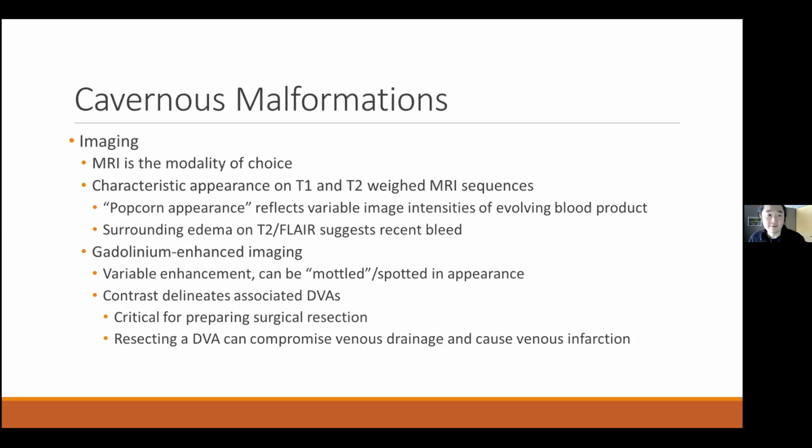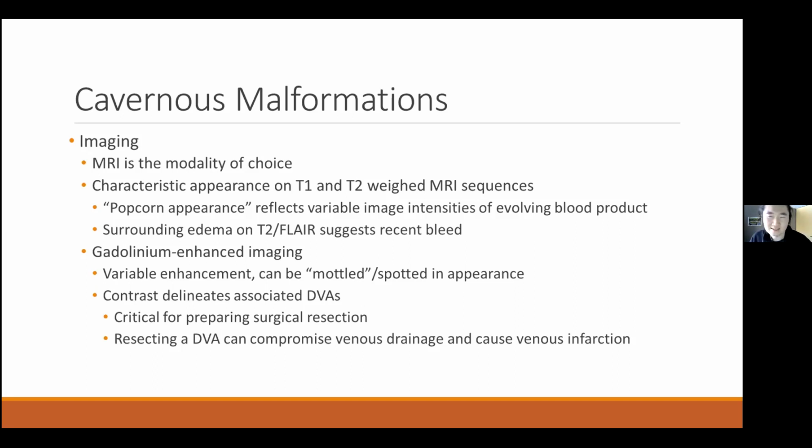And in terms of imaging, MR is actually the modality of choice. CAV-MALs on MRI will have this very characteristic popcorn appearance that we all remember from our boards on T1 and T2 weighted imaging, and that reflects the variable intensities of the various ages of the evolving blood products in this slow flow, low pressure state. You can sometimes see surrounding edema on T2 FLAIR, and that might suggest a little more activity or bleed from that CAV-MAL.